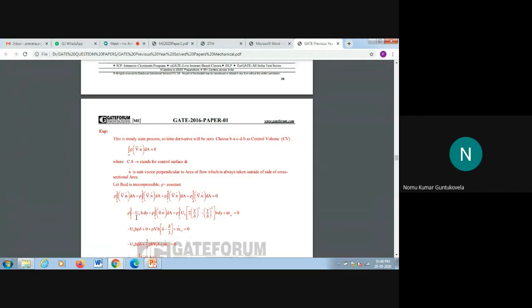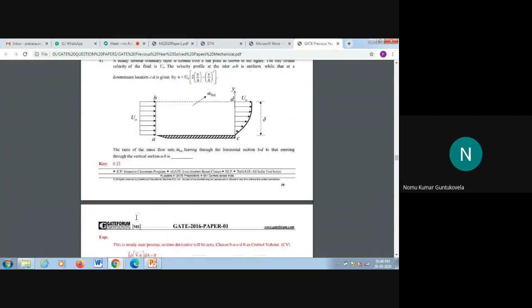So we have rho times the integral from 0 to del of minus u naught b dy, plus rho times the integral from a to del, because there v equals 0. Instead of this, they have given the formula u equals u naught times 2 into (y minus del) minus (y minus del) squared. Like this, we'll get the answer 0.33.